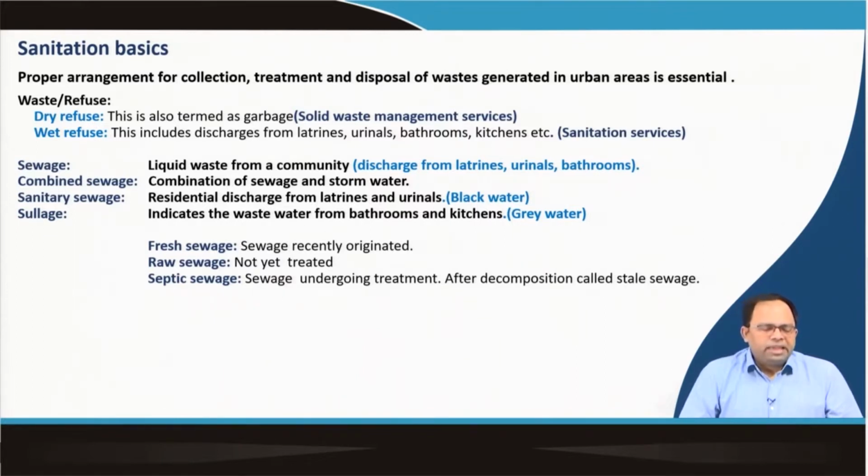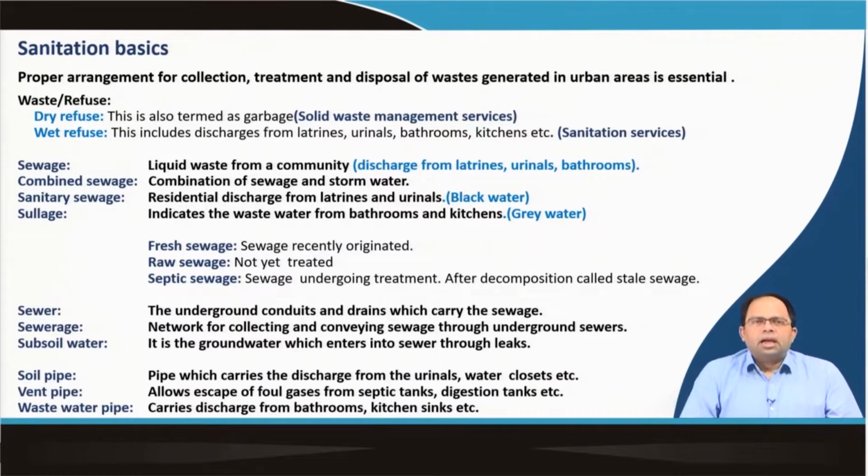Now, the reason why we convey sewage, or take away the sewage, very quickly from home and then treat it and then dispose it, is that we do not want it to decompose inside our home or premises. When we categorize sewage, we can categorize it as fresh sewage, which is sewage which has recently originated, then raw sewage which is not yet treated, and septic sewage which is sewage undergoing treatment, and after decomposition it is called stale sewage.